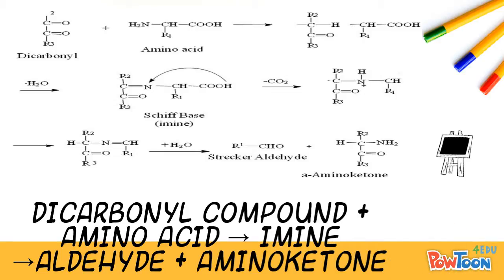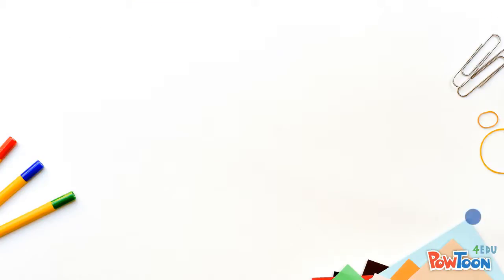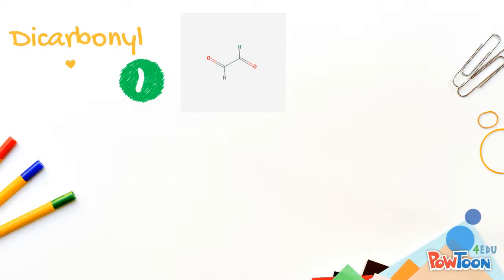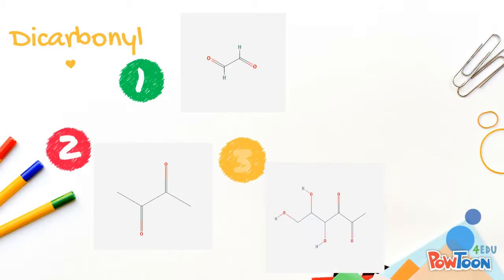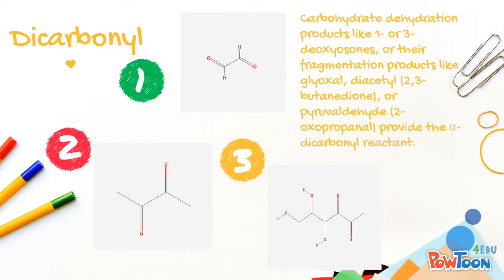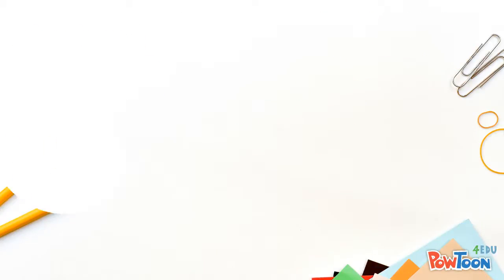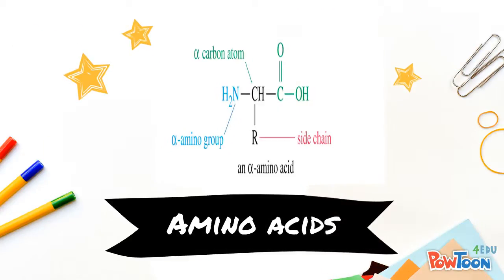Usually, it is a reaction between the free amino acid and carbonyl components derived from the Maillard reaction pathway, producing an aldehyde and aminoketone. Therefore, our understanding was based on observed products like carbon dioxide, aldehyde, and so on. Often, carbohydrate dehydration products and their fragmentation products provide the alpha-dicarbonyl reactant. One advantage of using reactive carbonyl components is that it may be possible to produce cooked aroma even at relatively low temperature.